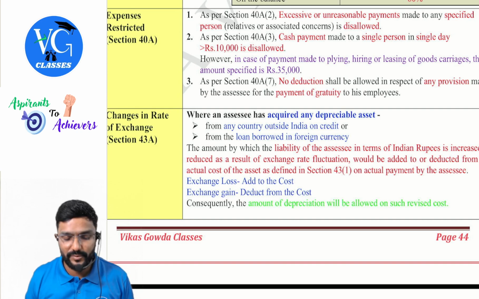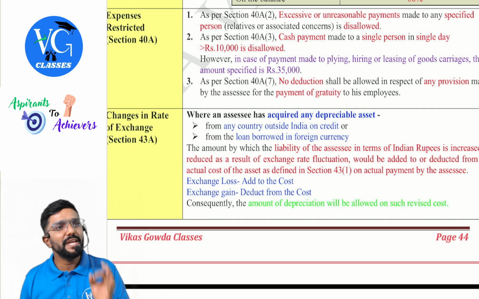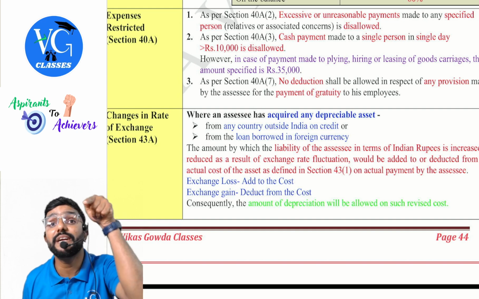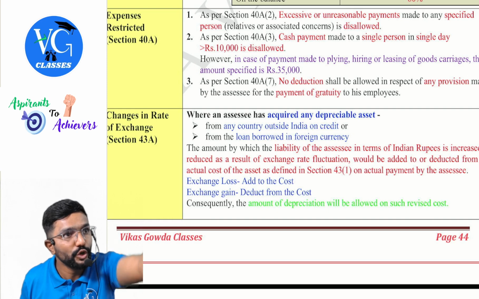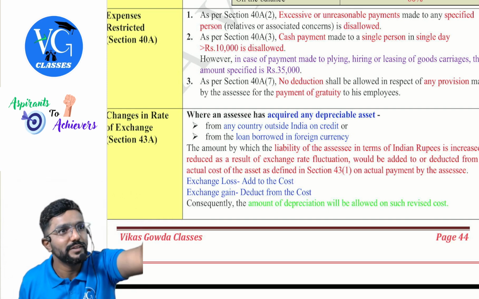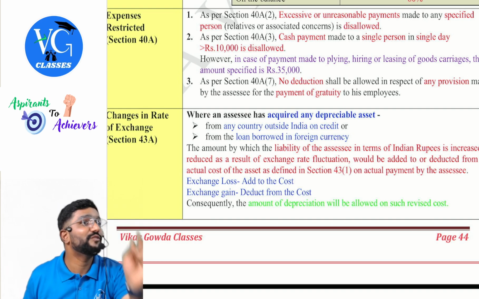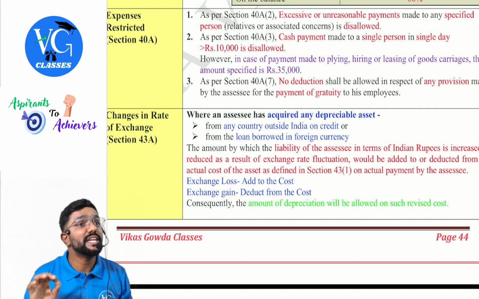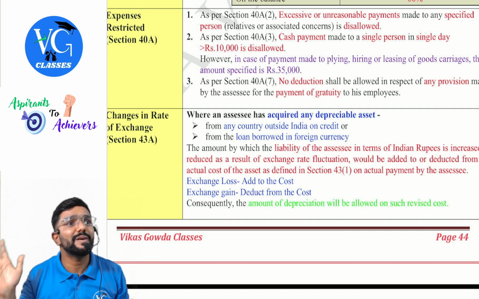Next, this is a very important section. As per 40A(3), if any payment is made to a single person in a single day of more than 10,000, the complete expenditure is disallowed. Sir, I paid 12,000 to you. To you, single only, no? Yes. For a single person, 12,000 is paid on a single day in cash. Fully disallowed. Not only 2,000, the full 12,000 is disallowed.